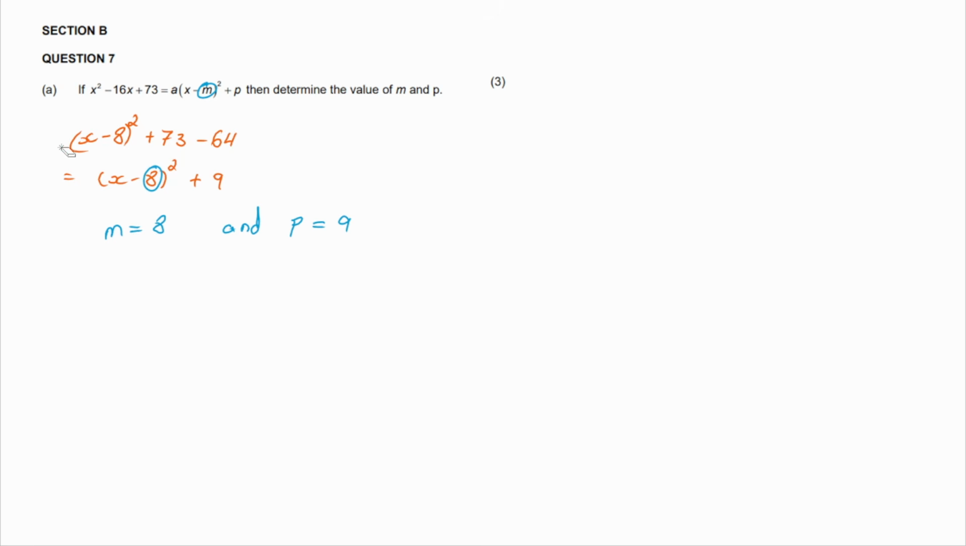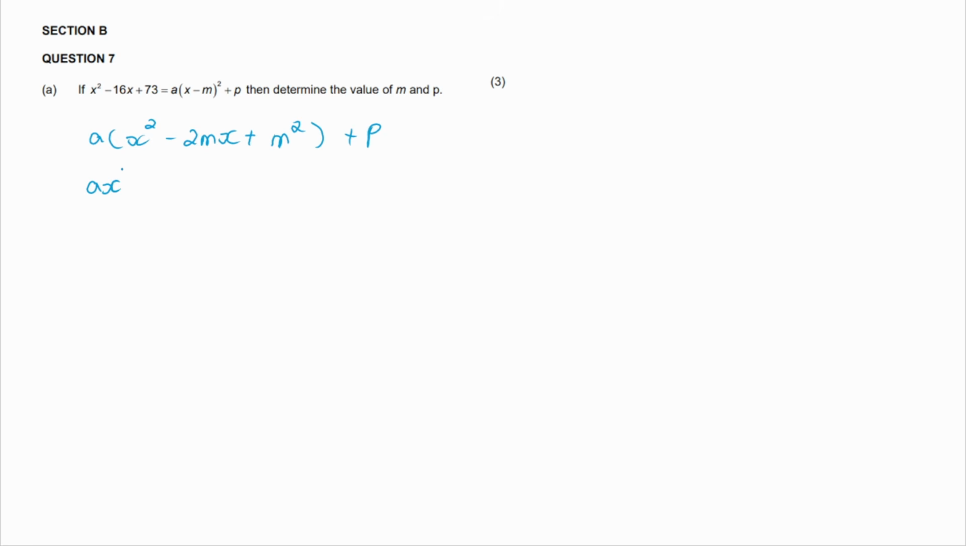Another way you can do it is by expanding the right out. This way I'm about to show you is a bit more of a complicated way, but if we work over here and I expand that out, writing that twice in FOIL, what I'm going to get is 2mx plus m squared plus p, and then if I distribute that a in, what I get is 2amx plus am squared plus p.